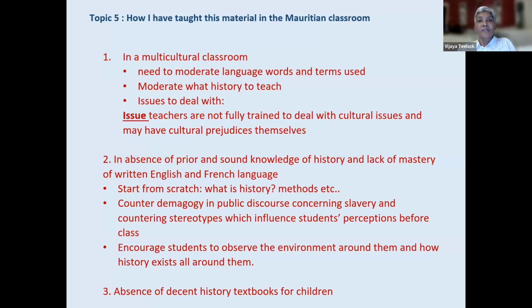I also encourage students very much to look at the environment. As I said earlier, our history is all around us in Mauritius. Even though we're being built over by concrete, there's so much of what is around us that is reminiscent of our past. The buildings, the roads, the bridges, the agriculture that we practice, all has a history behind it.